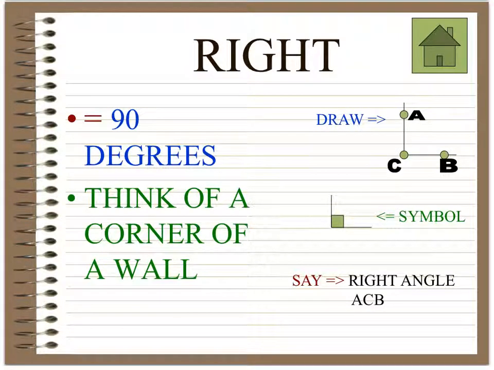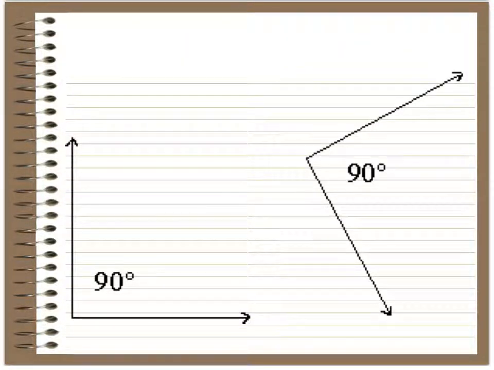So some of the angles that you're going to get are called right angles. Right angles are 90-degree angles. So think of where a corner meets a wall, and you have this symbol that comes up as you go through it. So here's an example of what 90-degree angles look like.